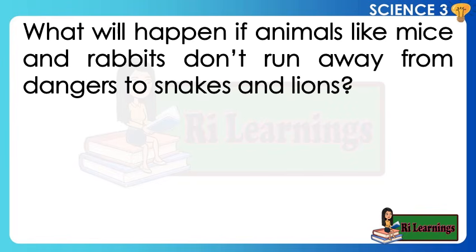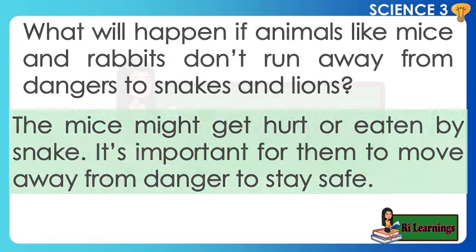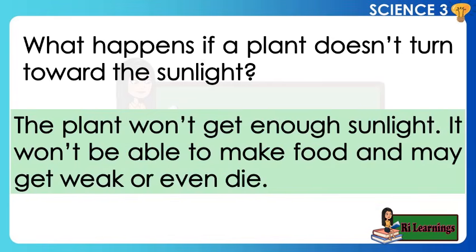What will happen if animals like mice and rabbits don't run away from dangers like snakes and lions? The mice might get hurt or eaten by a snake. It's important for them to move away from danger to stay safe. What happens if a plant doesn't turn toward the sunlight? The plant won't get enough sunlight. It won't be able to make food and may get weak or even die.